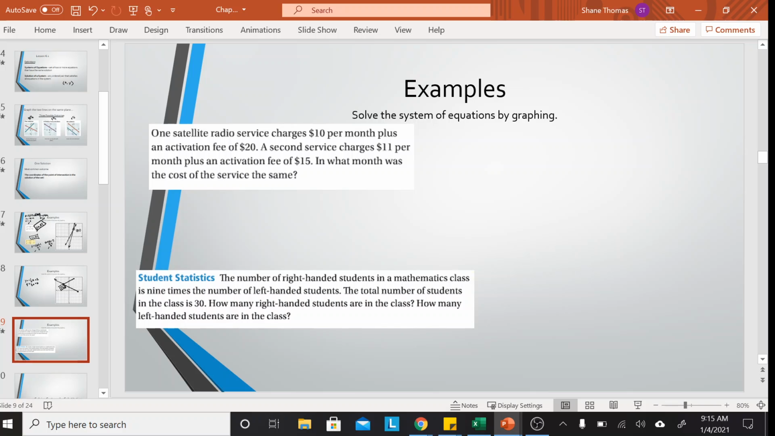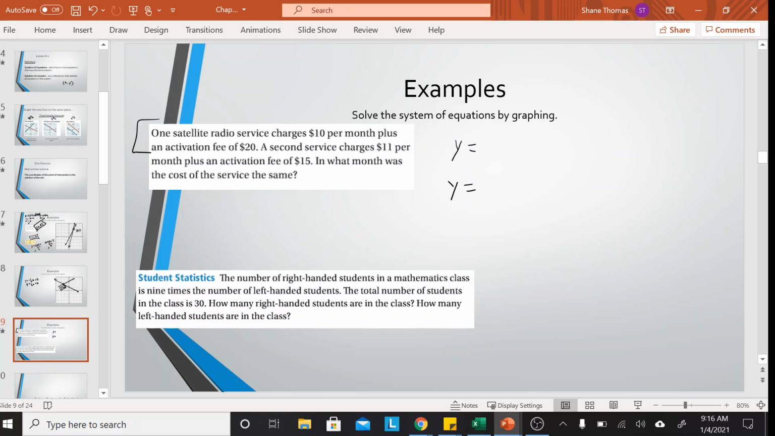All right. So on this one, first one says one satellite radio charges $10 per month plus an activation fee of $20. Second service charges $11 per month plus an activation fee of $15. What month was the cost of the service the same? So looking at this guy, we have to write the equations first, don't we? All right, so let's look at service 1. Boom. And I'm just going to say y equals and y equals. We say that y is the total cost that you pay.